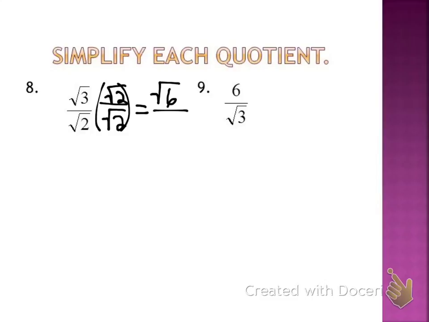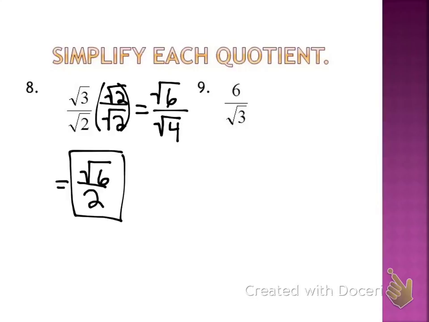On the denominators, we have square root 2 times square root 2, which is what? Square root 4. One of those is a perfect square. Which one? 4. Yeah, what is the square root of 4? 2. And then square root 6 does not simplify. You can do a factor tree for it. You just get 3 and 2. There's no repeaters.